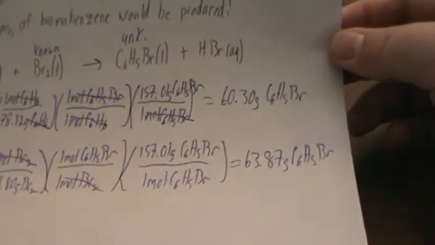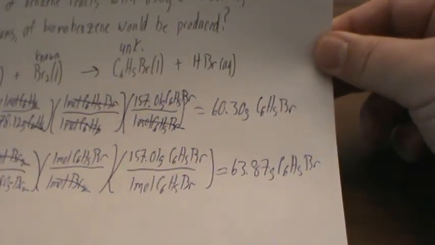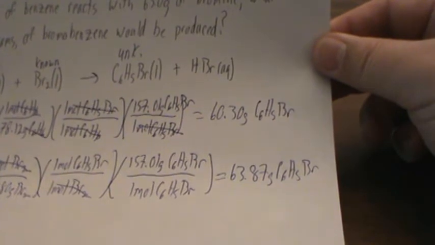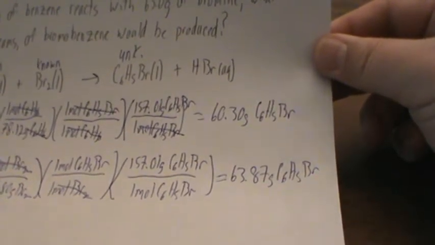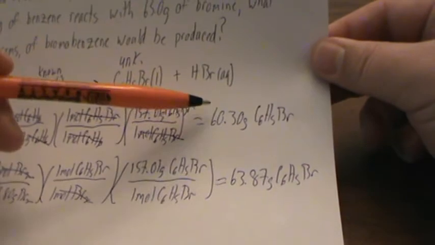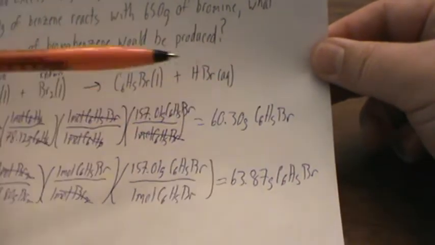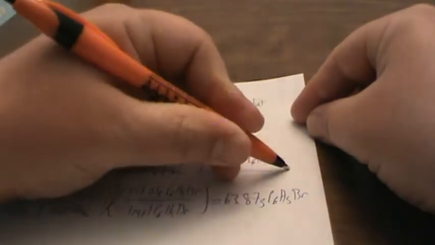Okay, so we have two possible answers. Which one is going to be the correct one when we're trying to figure out how much of our product we're going to get from a reaction? Well, the answer is going to be we go with the smallest number. So in this case, 60.30 grams of bromobenzene is what we're going to get from this reaction.